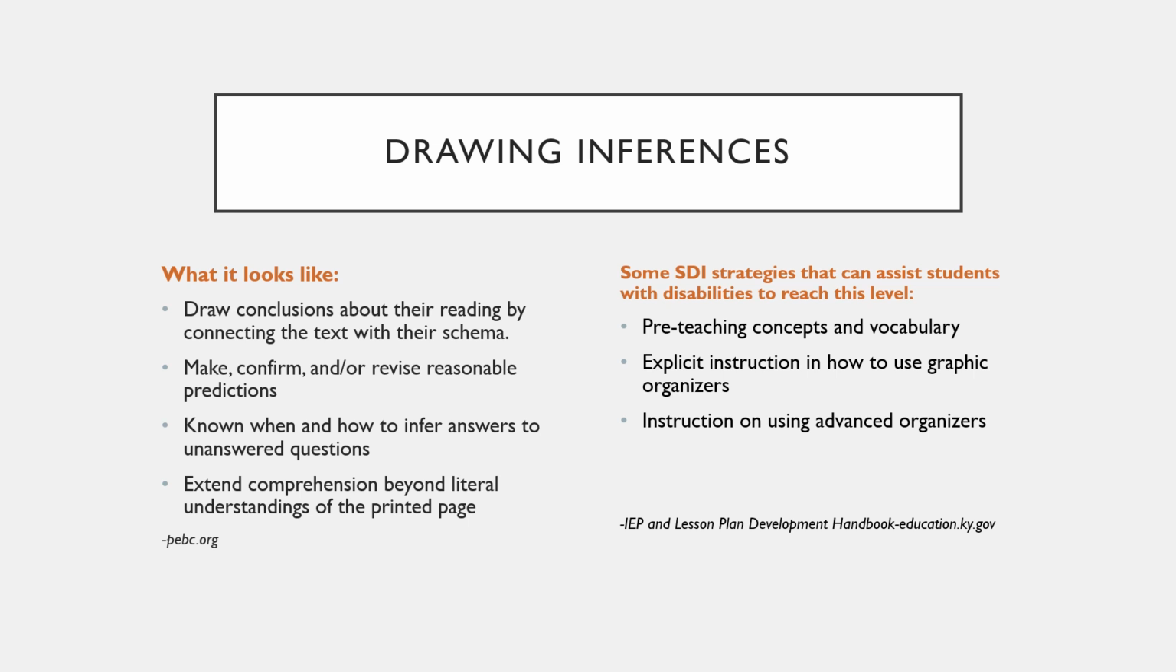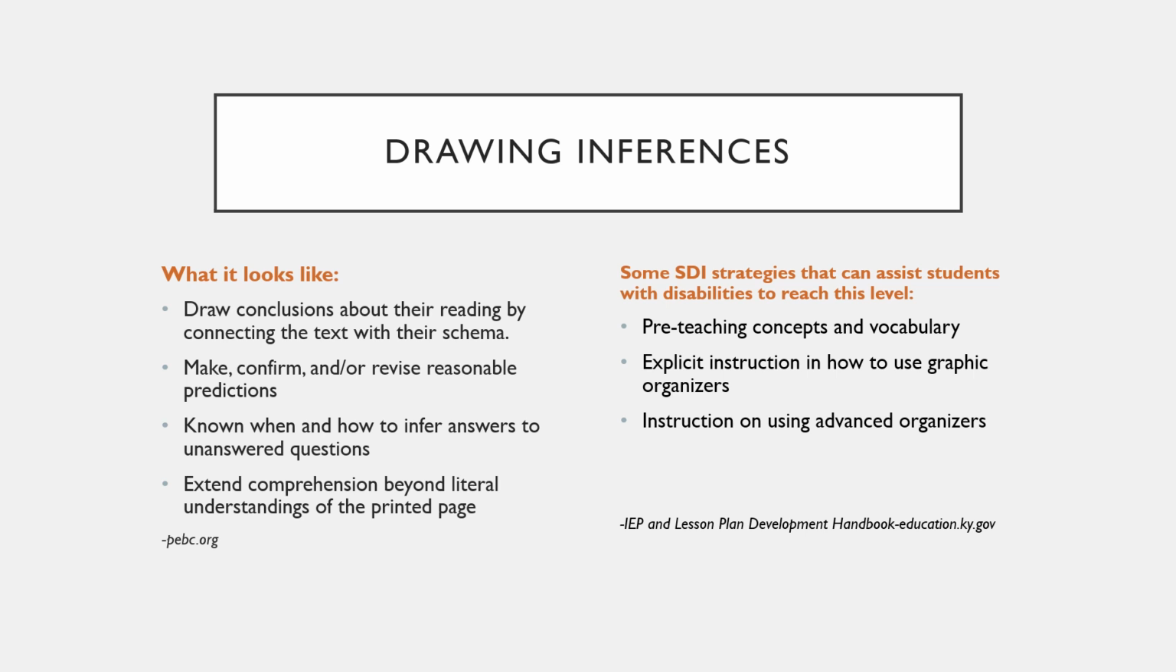Next, we have drawing inferences. Students merge what they know with new information to arrive at conclusions, make predictions, or come up with big ideas. So this one is a little bit more difficult for students sometimes because it's not explicitly stated in the text. They have to come up with their answer; it's not written down for them. So if they are able to draw inferences, they're able to draw conclusions about their reading by connecting the text with their schema. They're able to make, confirm, and revise reasonable predictions.